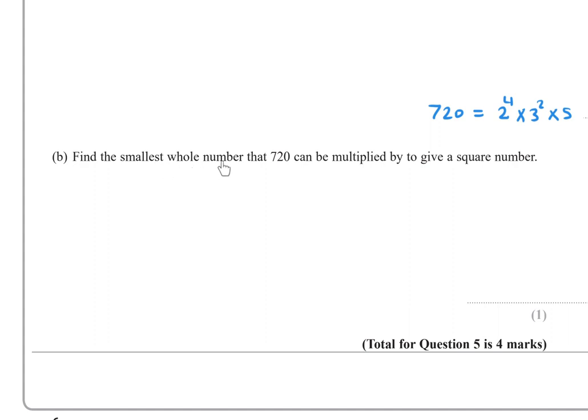B, find the smallest whole number that 720 can be multiplied by to give a square number. You have a square number if the power for each factor is even. Power of 2 is 4, so even, so you don't need to change. Power of 3 is 2, even. But the power of 5 is 1, odd. So to make this even, you multiply by 5 to the power 1, then it will be 5 to the power 2. So the least number you have to multiply with is 5.